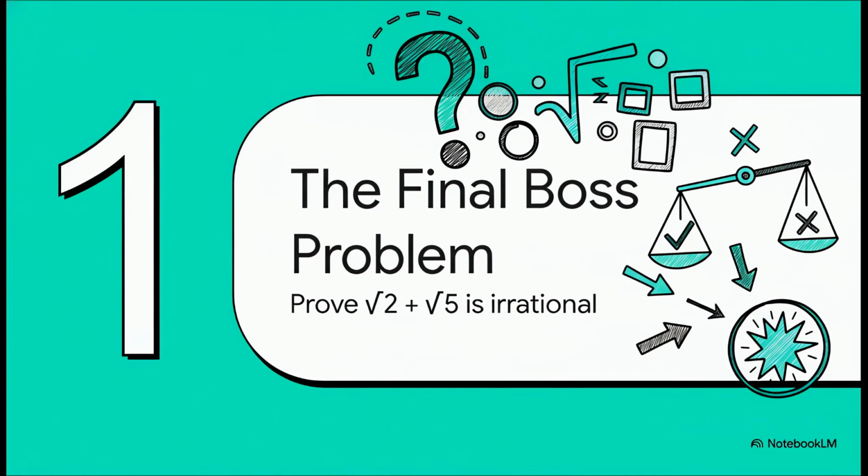And here it is, the final boss itself. Our job? Prove that the square root of 2 plus the square root of 5 is an irrational number. Now, what makes this one so tricky, what makes it the boss, is that you've got two different separate roots in there. But don't you worry, we've got a plan, we have a strategy.